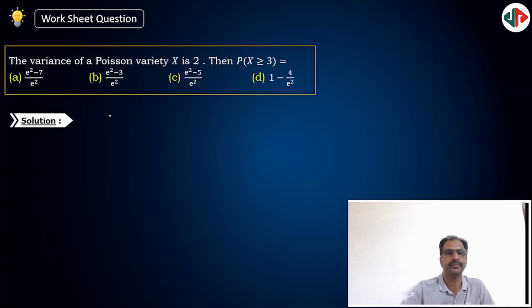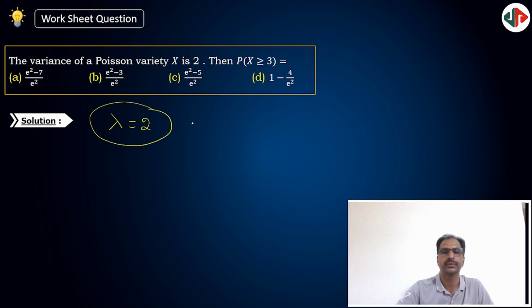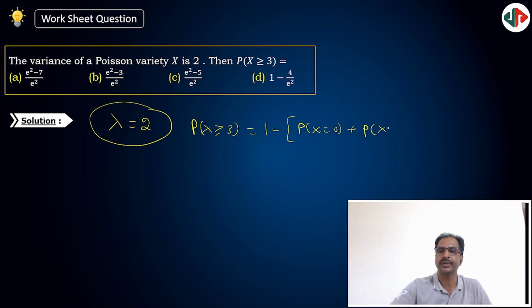Next, variance of a Poisson variable denoted with a lambda. Lambda is given as 2. You have to find P of x greater than or equal to 3. This is nothing but 1 minus [P of x is equal to 0 plus P of x is equal to 1 plus P of x is equal to 2].